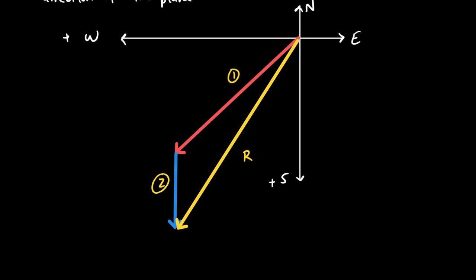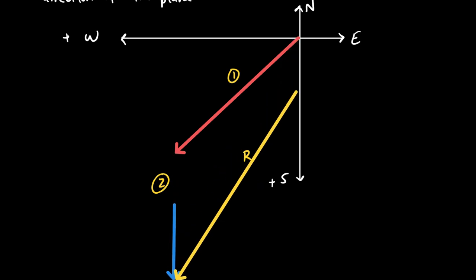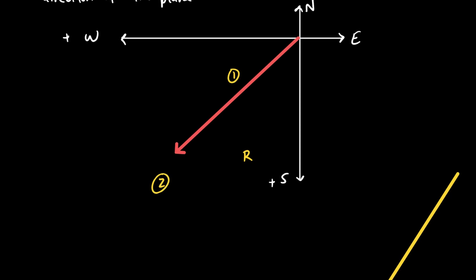Now, to solve this problem, we follow a series of steps. We convert our vectors from polar to rectangular. We add like components together. And then with our result, we convert back to polar. So that's exactly what I'm going to do, okay? One vector at a time. So let's start with the plane.